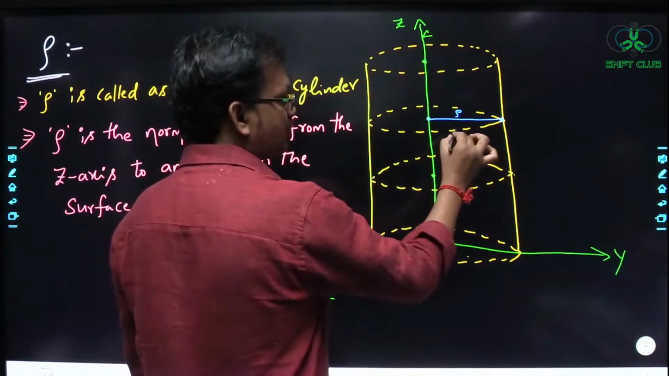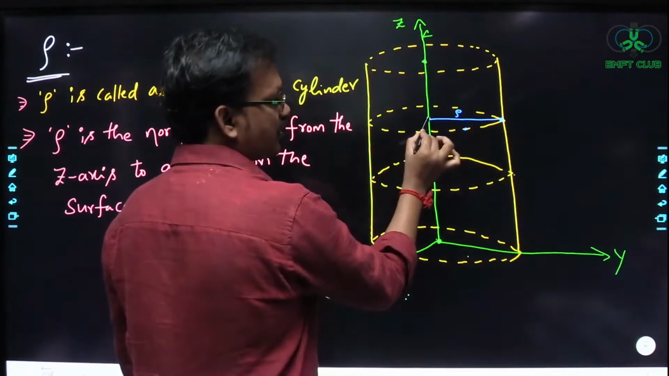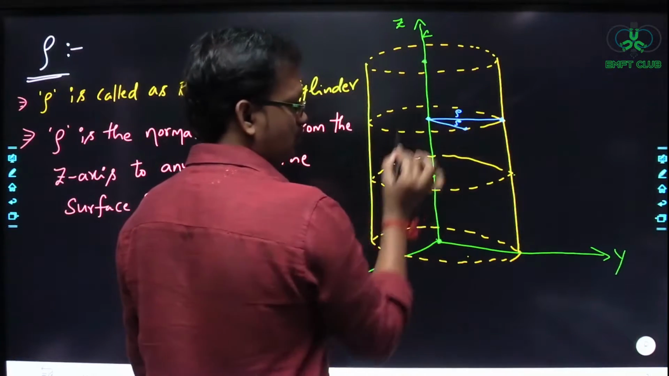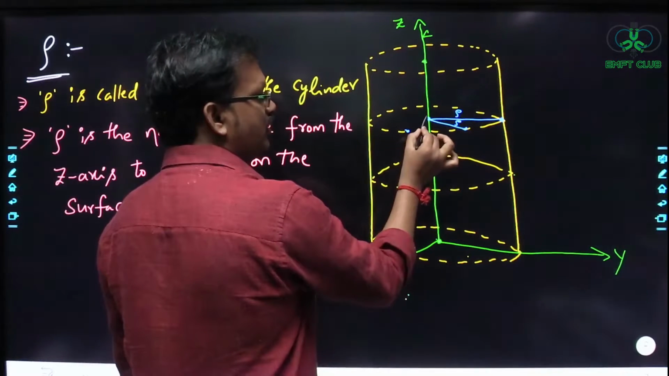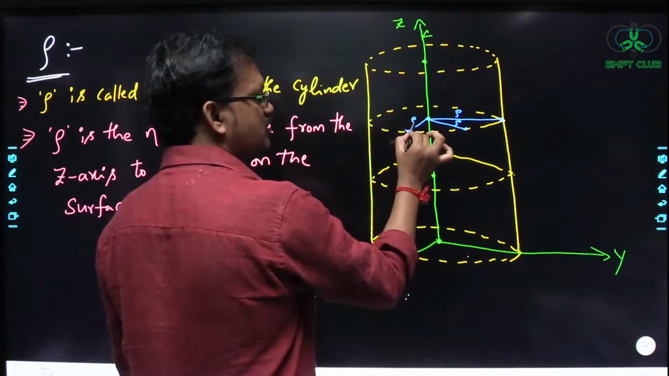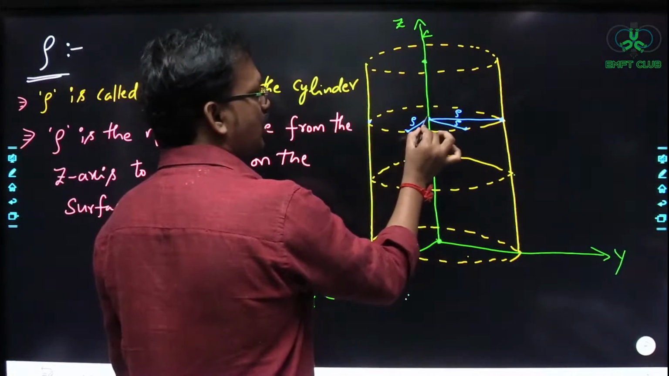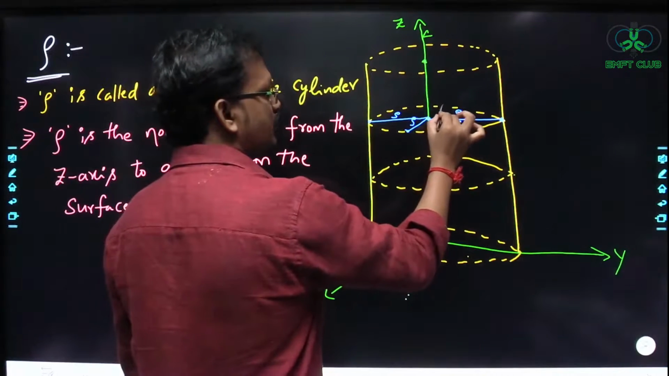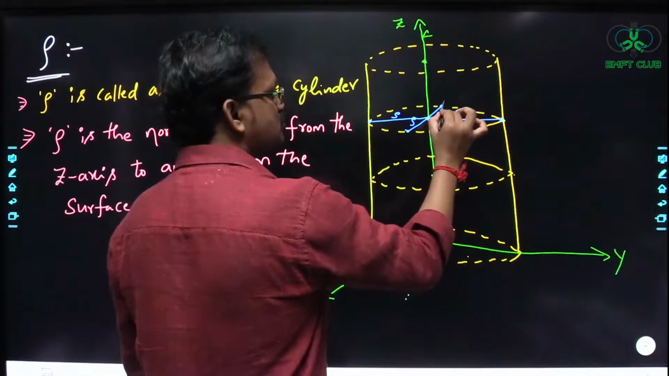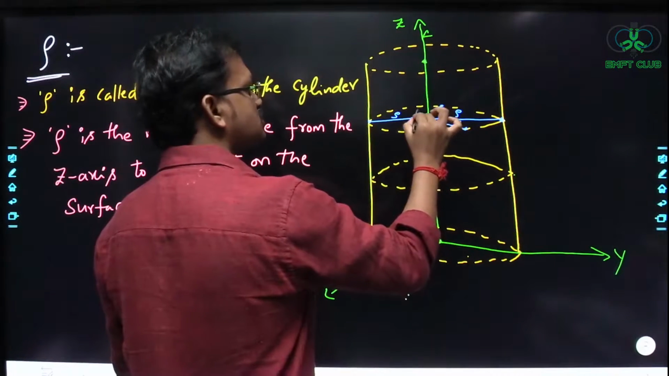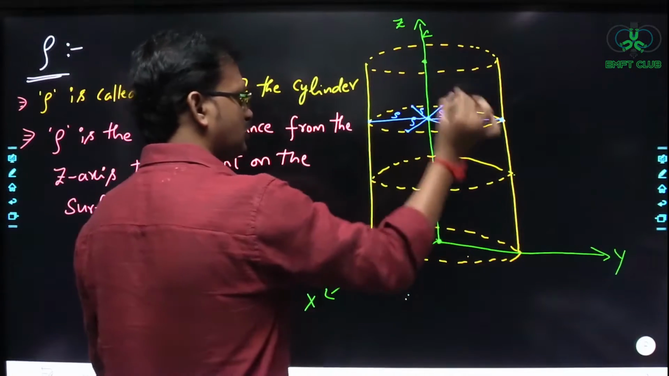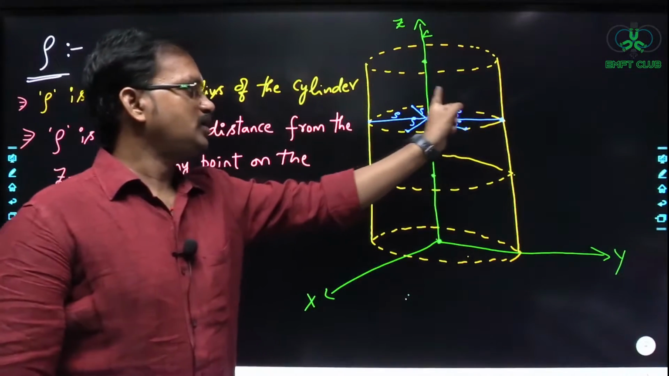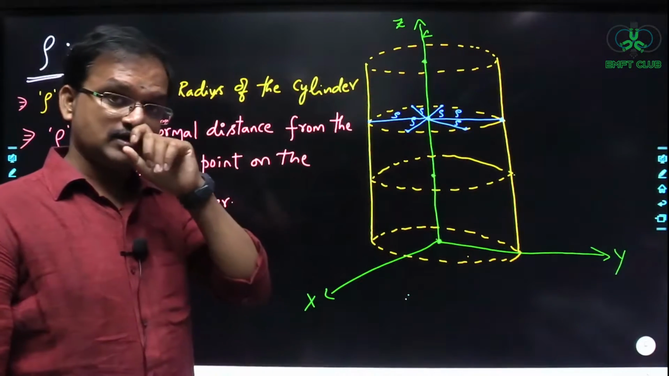Now if I consider a point here, and draw a normal line from the z-axis to this point, it is called rho. And if I consider some point here, the normal line from the z-axis to this point is rho. The normal distance from the z-axis to this point is nothing but rho. So the normal distance from the z-axis to any point on the surface of the cylinder is called rho.